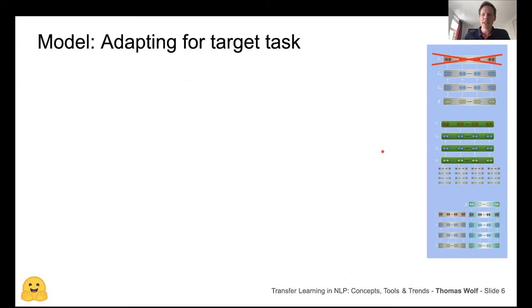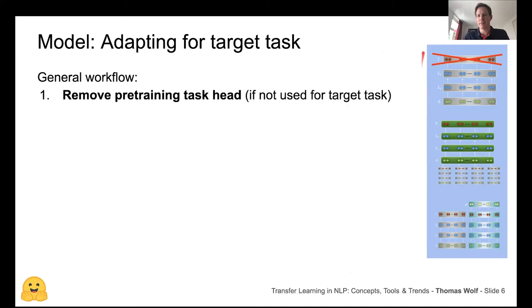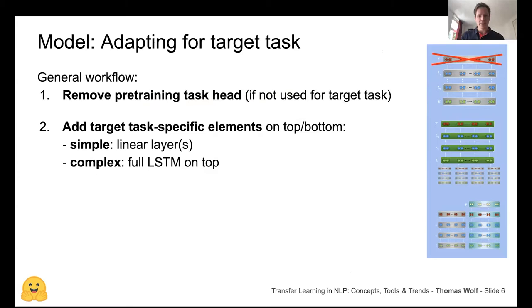Now that we have pre-trained our model, we want to adapt it. So to adapt it, it's pretty simple. We first start by removing the pre-training head. In our case, it was just the back projection on the vocabulary. And then we'll add a task-specific head on top instead of this pre-training head. It can be very simple, just a linear layer, or very complex if you want to add a full LSTM on top of BERT, that you can do.